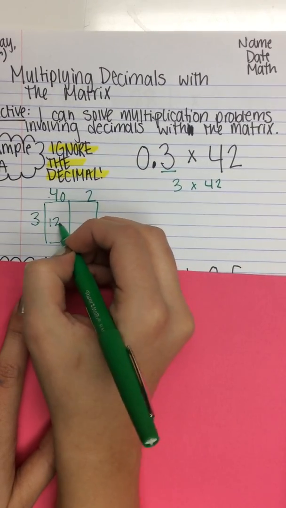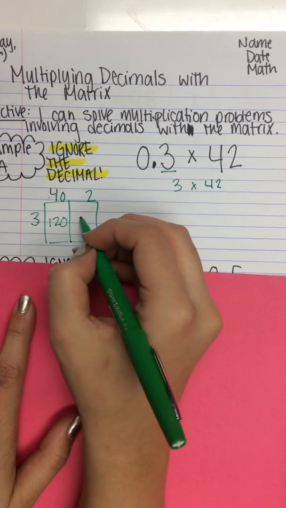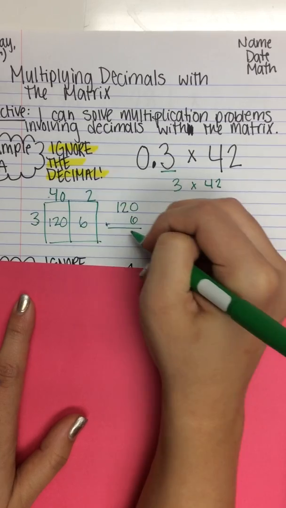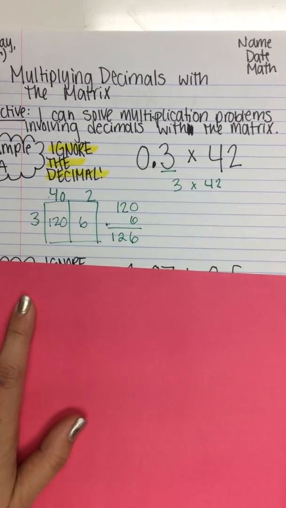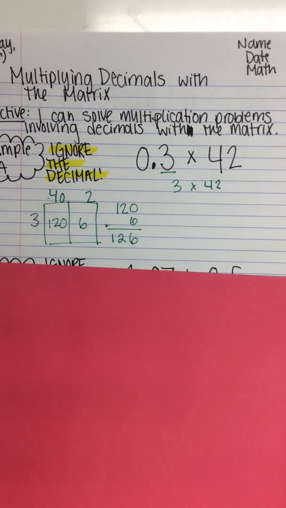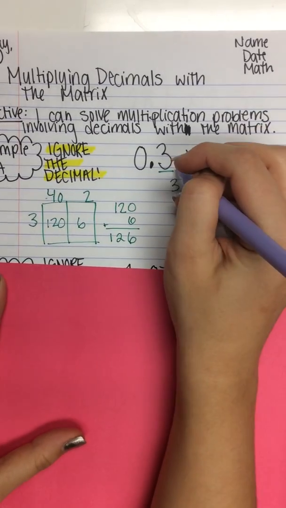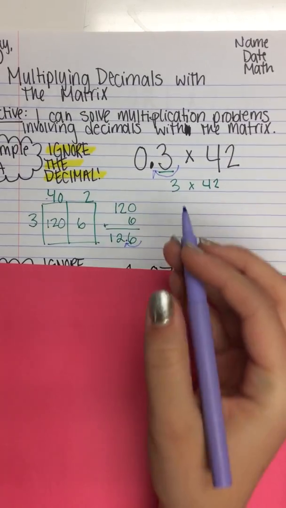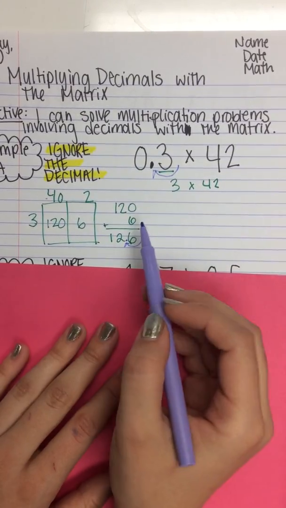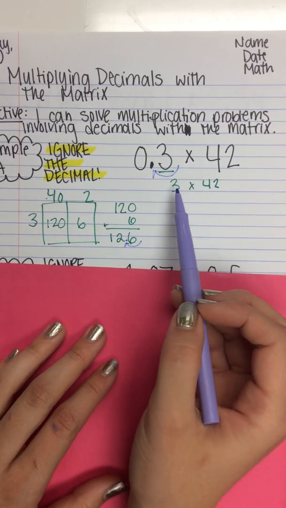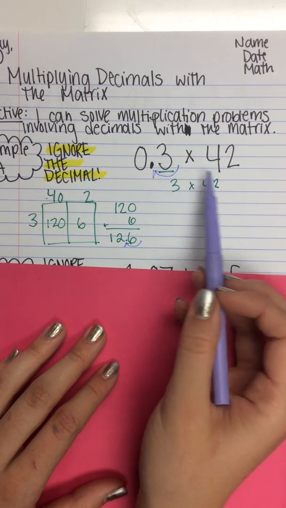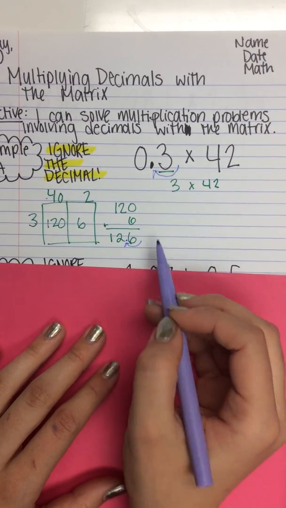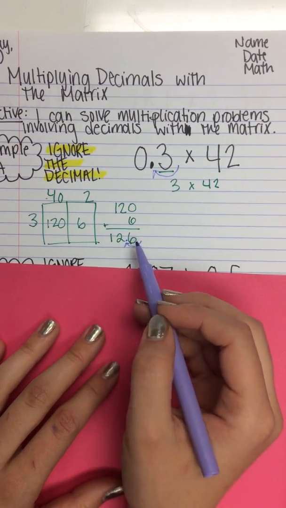3 times 4 is 12, 1 0. 3 times 2 is 6, 120 plus 6. But I'm not done. Now my next step is to go back and put the decimal. I had to go in one spot. And now I can even use reasoning, which is one of our mathematical practices, and say, okay, would 3/10 of 42 be around 12? I'm thinking about using those models, seeing if this is a reasonable answer, and it is.